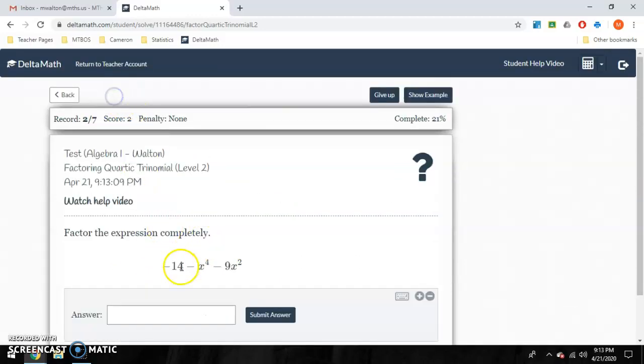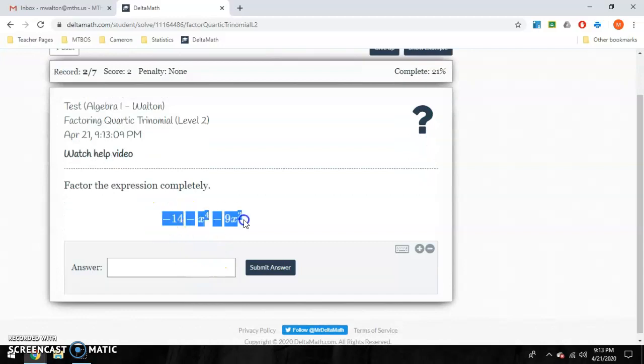All right. So, guys, make sure that you put these in the proper order from our greatest to our least. Factor out an x or a negative if you need to, and then factor just like you did yesterday.